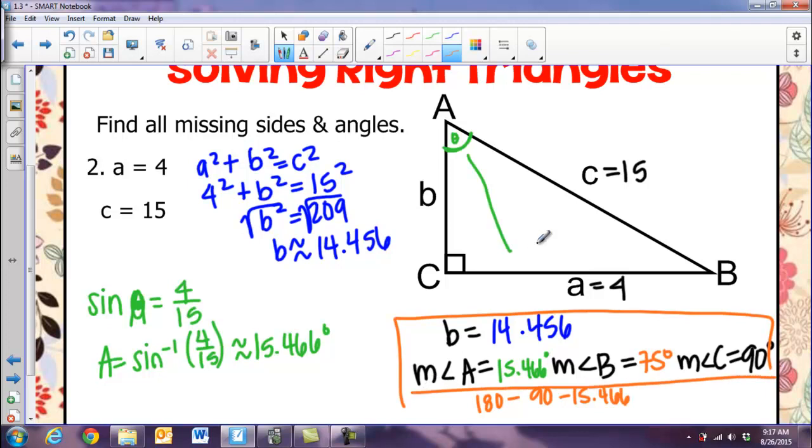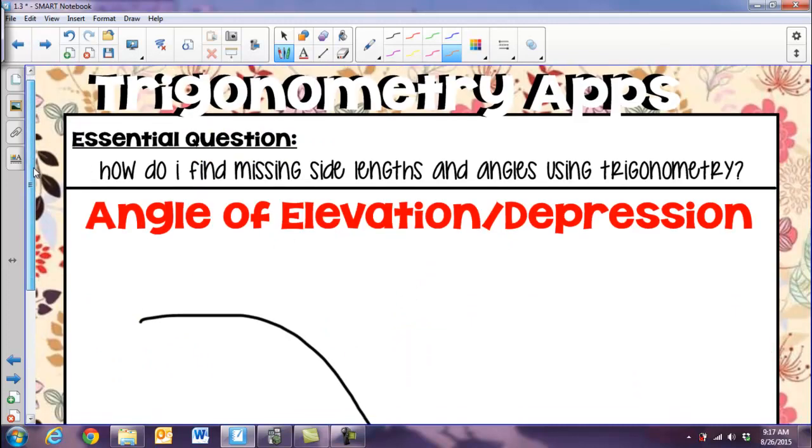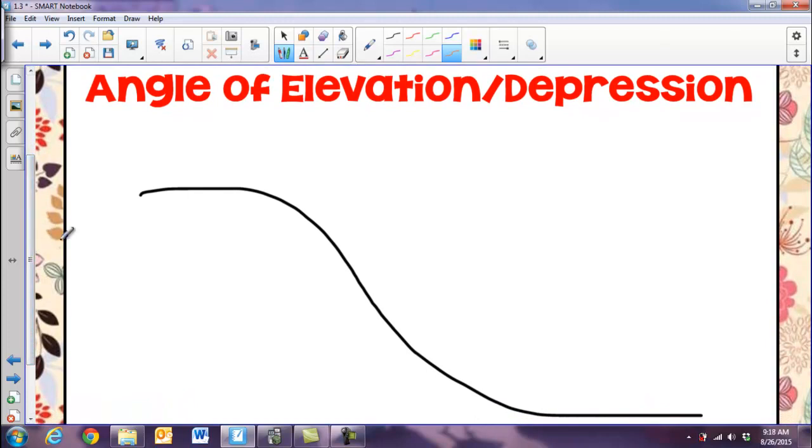So we're doing those applications. The last thing that I want to talk about, and I know this is going to probably make my video run more than 15 minutes, I'm really sorry, but we have the angle of elevation and the angle of depression. When I'm talking about angle of elevation and angle of depression, this is usually in those word problems.